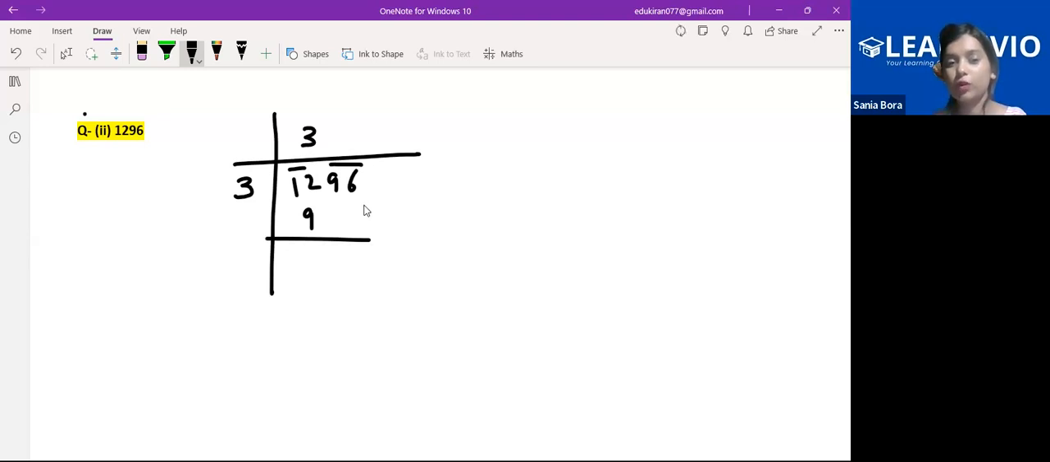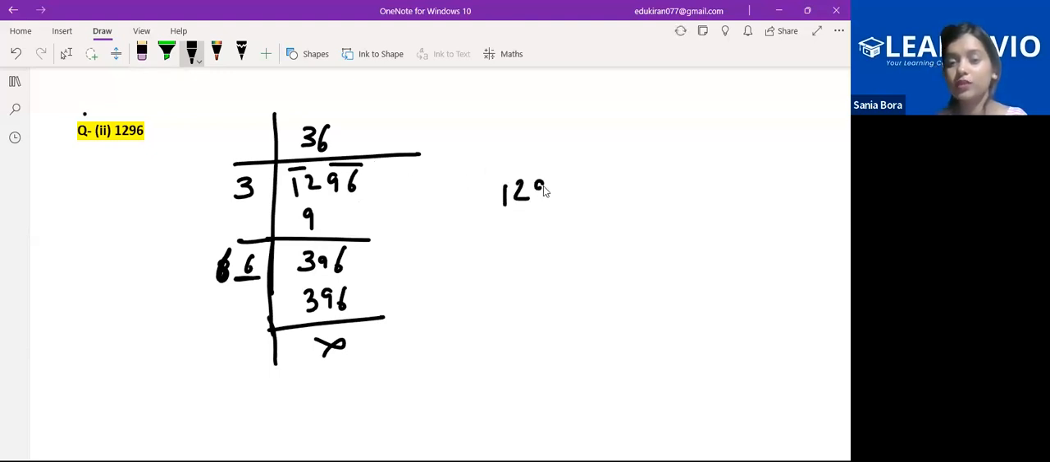Okay, Gauri, you tell me what you will get here. 396. Okay. Then here, what should I write? 6. Chakrika, you tell me now which number should I fill here? 6. So here also 6. What I'll get? 396? Yes, ma'am. So 1296 is basically the square of 36. Clear?